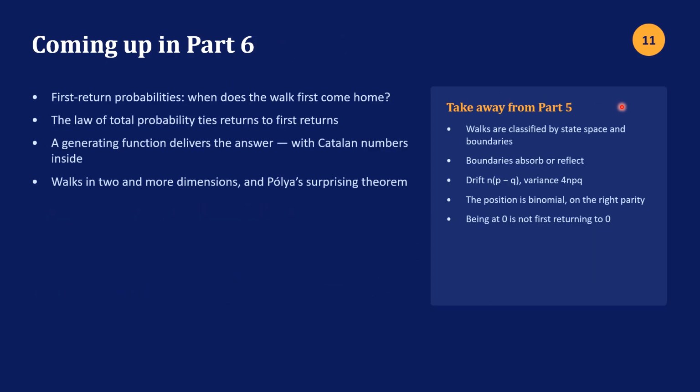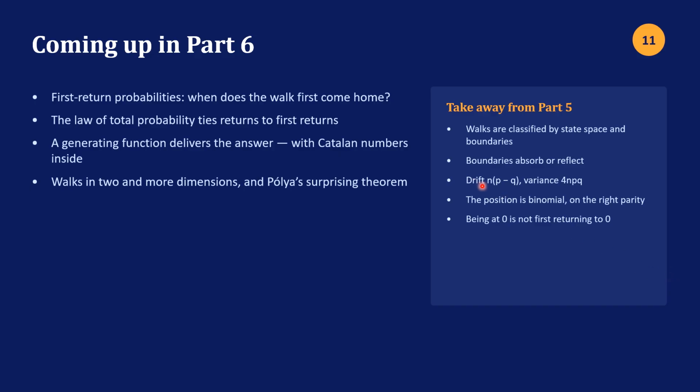I have some takeaways from this lesson on the right. We classified processes by the state space and the boundaries. And the boundaries are either absorbing or reflecting. And then we had the subcase of partially reflecting, where there was a probability less than 1 that you might stay in this state, and a probability also that you might leave.